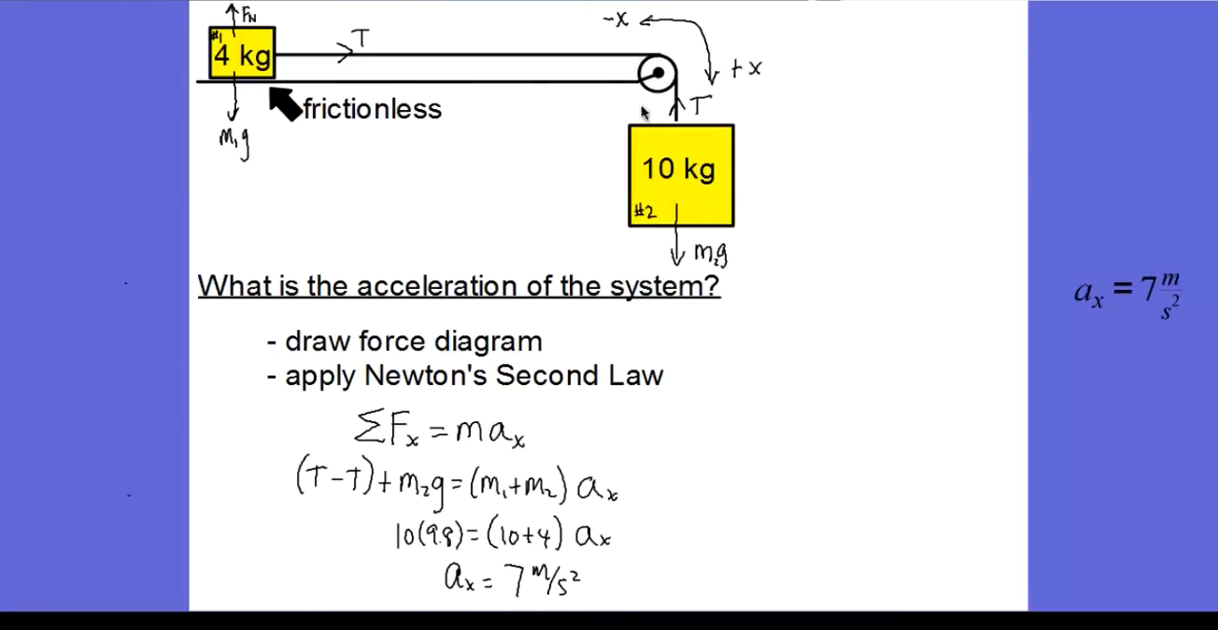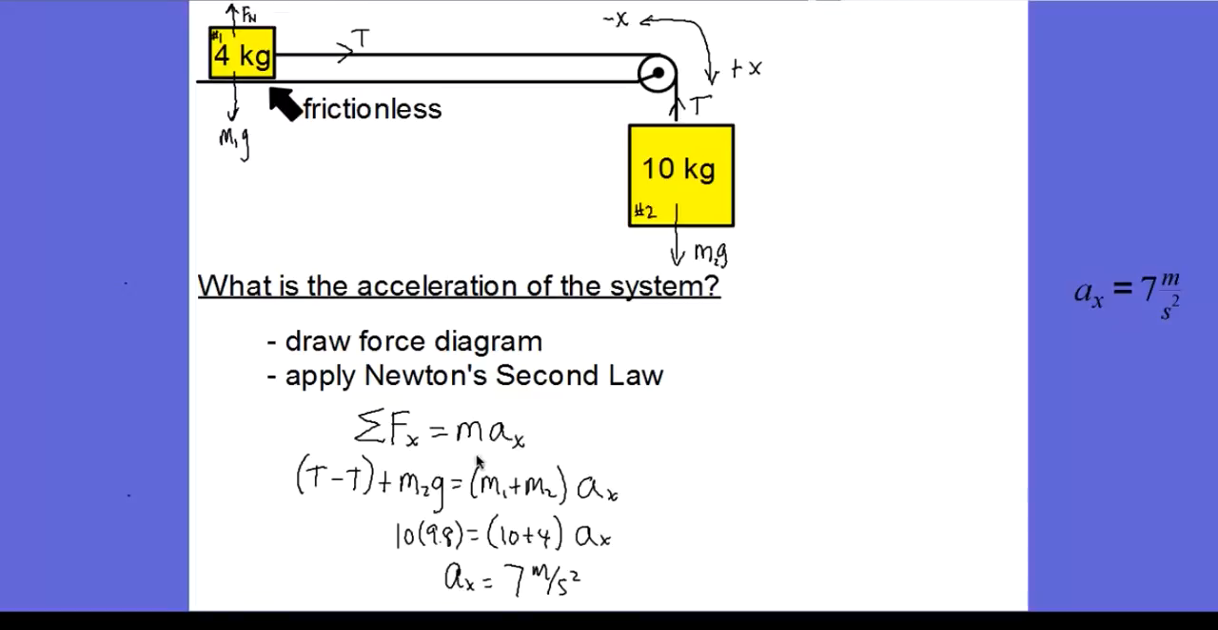If I look at this whole thing as a single system, the tension in the string is an internal force. So one of them points in the positive direction, one of them points in the negative direction, so they cancel each other out, as we expect with internal forces. Then the weight of the 10 kilogram block is the only force now in the x direction, because we have said up here that this surface is frictionless.